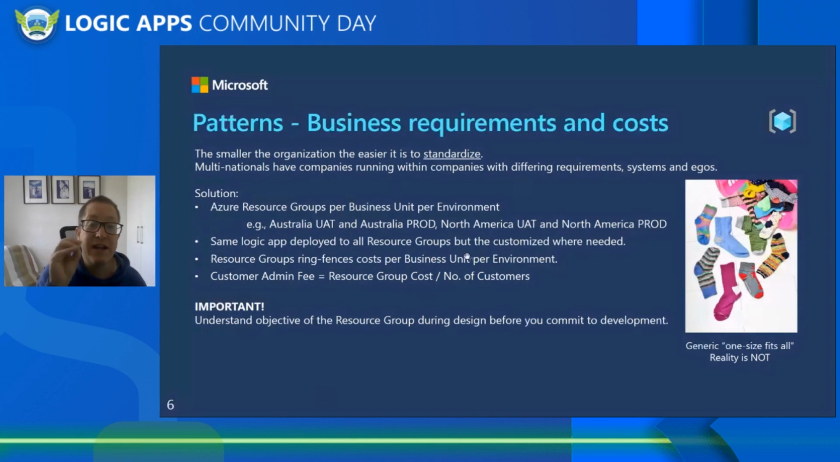And then getting to that customer admin fee or platform fee that we've been trying to get to. Now that we have a resource group per business unit, per environment, we know at the end of the month how much it costs us to run Australia or North America in production. Now, if we take that divided by the number of customers, we can now start looking at an average cost that we can start passing back to the customer and recover those integration costs, not just having them all lumped into the IT budget.